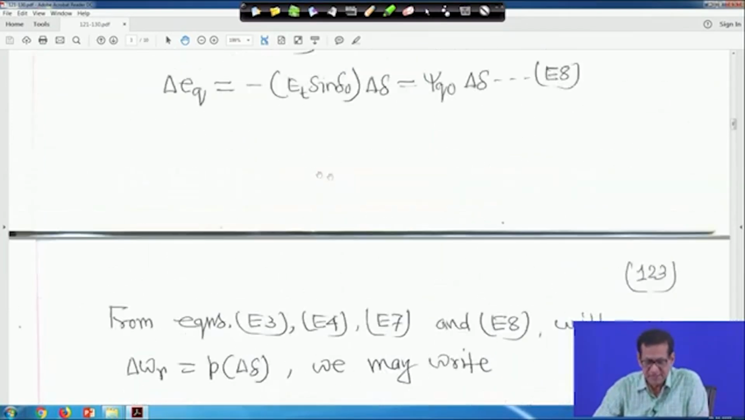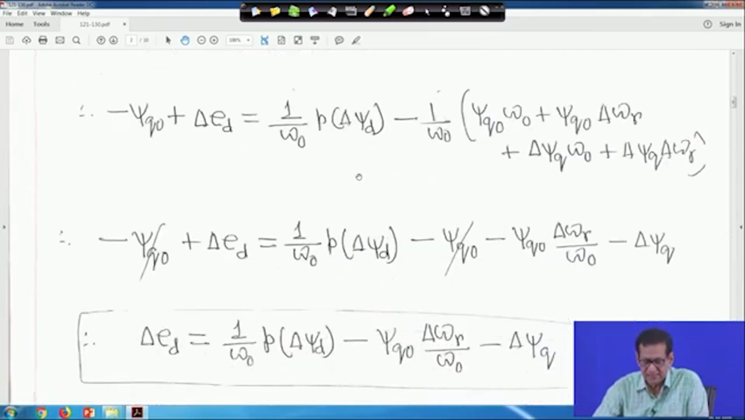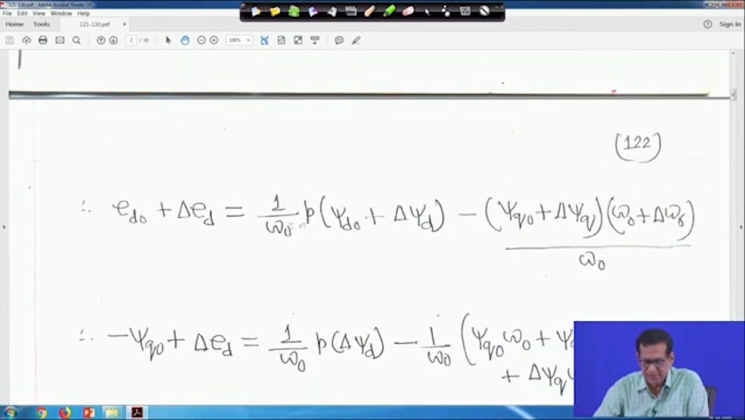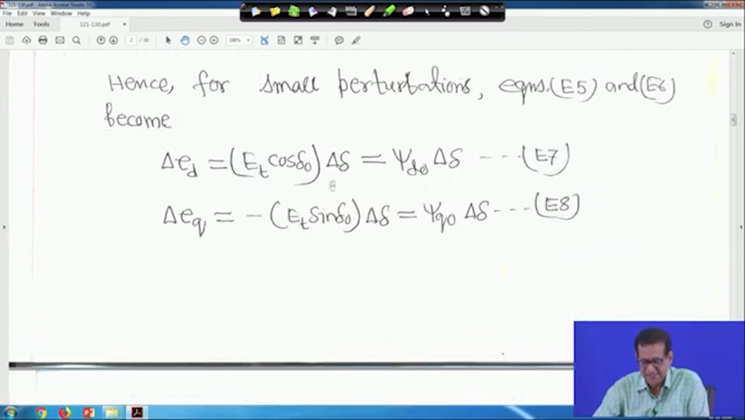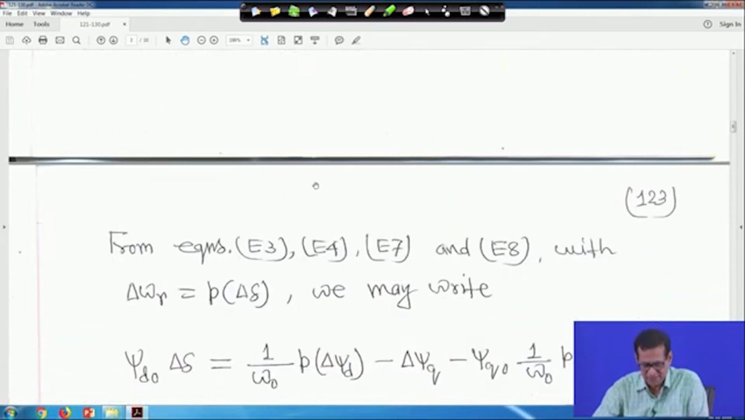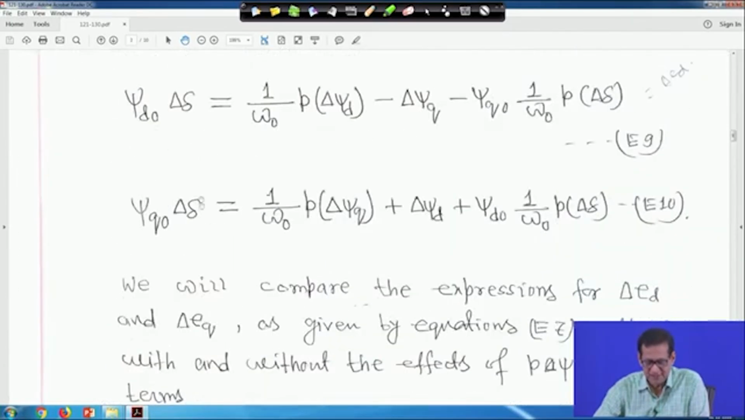Similarly, I told you that this step we have derived for Ed. You please derive Eq for that also, right. If you do so, and finally, in the same way if you proceed, then psi q0 delta will be 1 upon omega 0 p delta psi q plus delta psi d plus psi d0 1 upon omega 0 p delta.